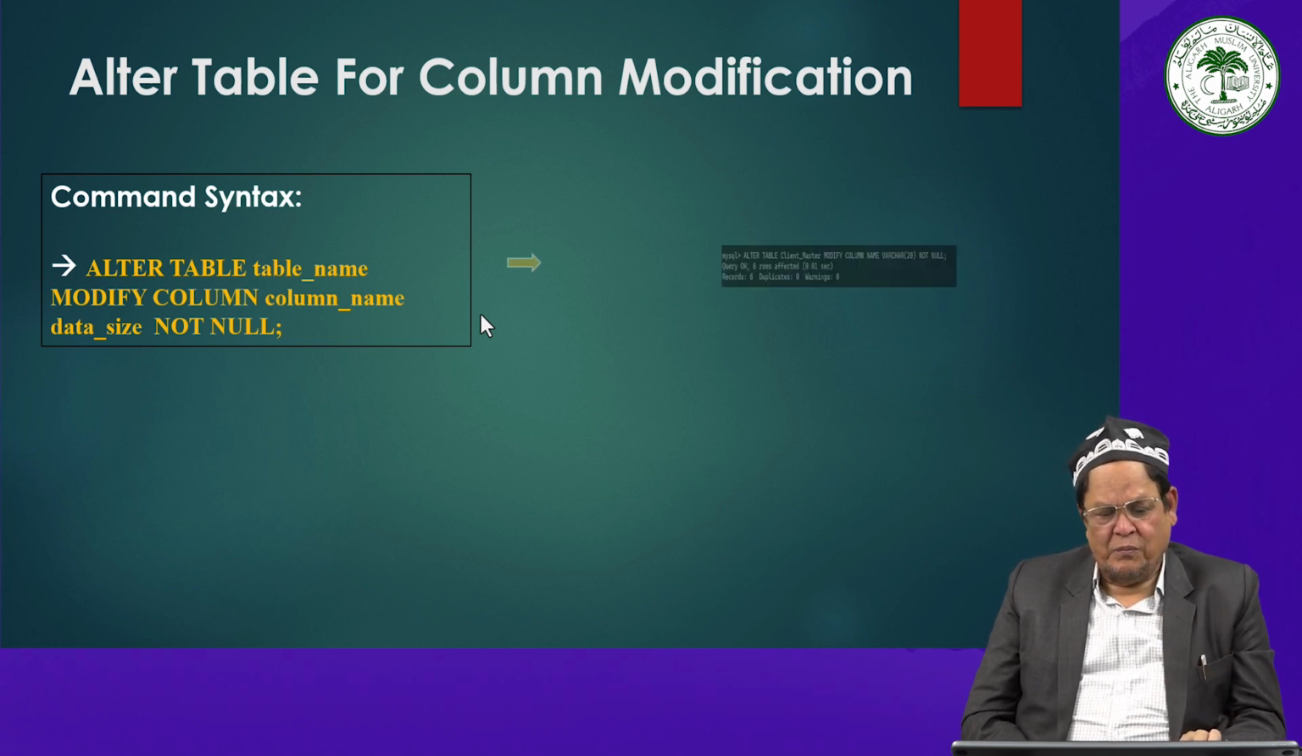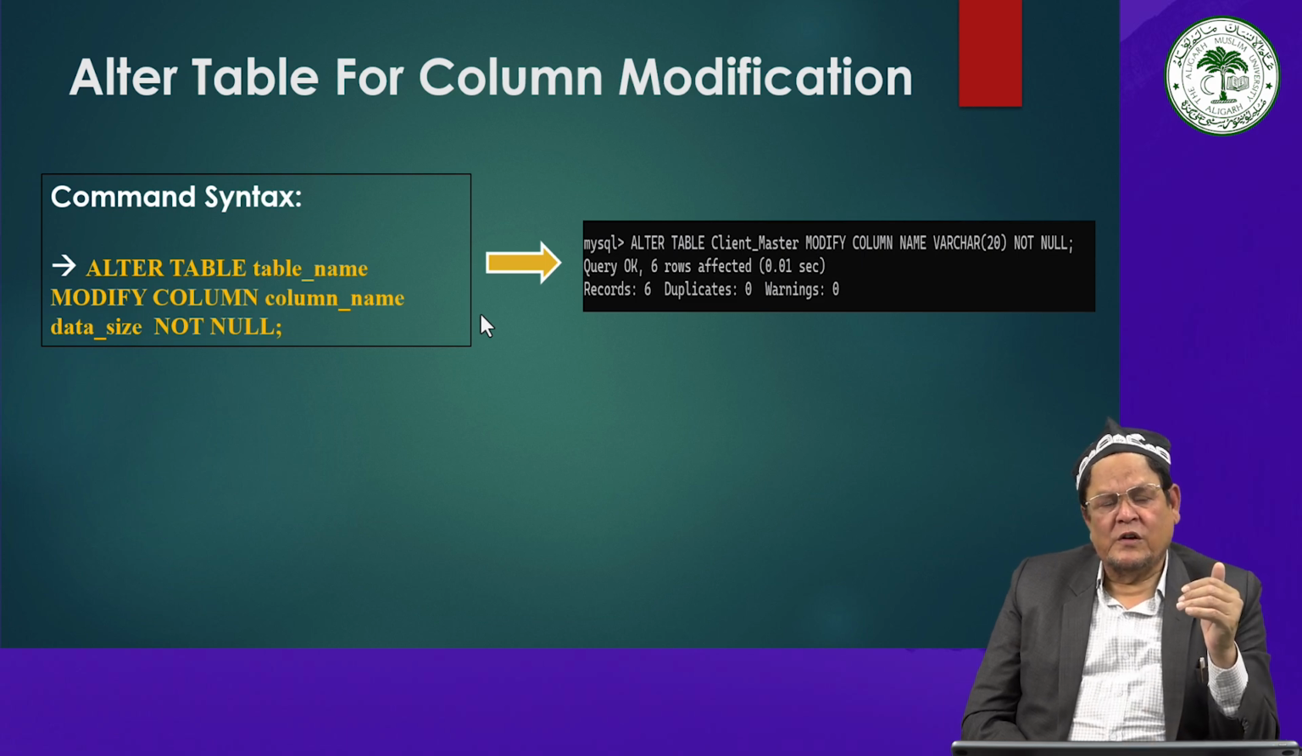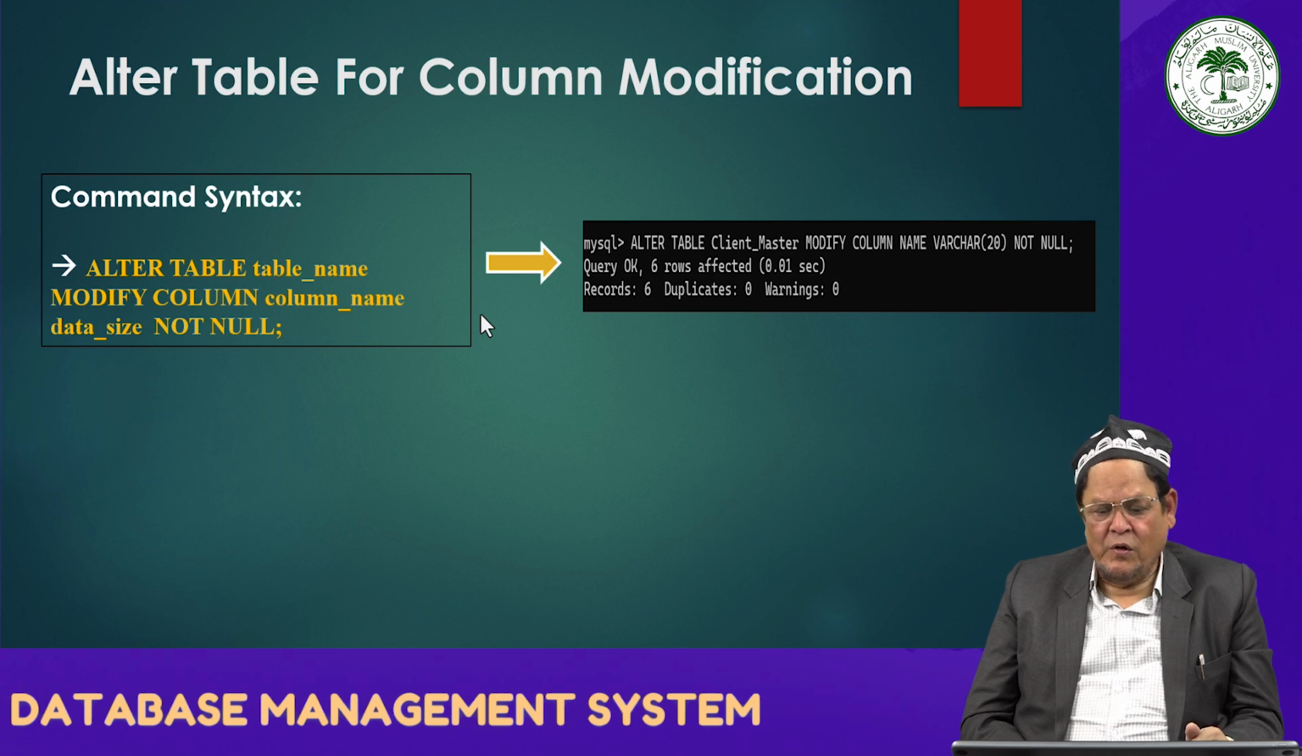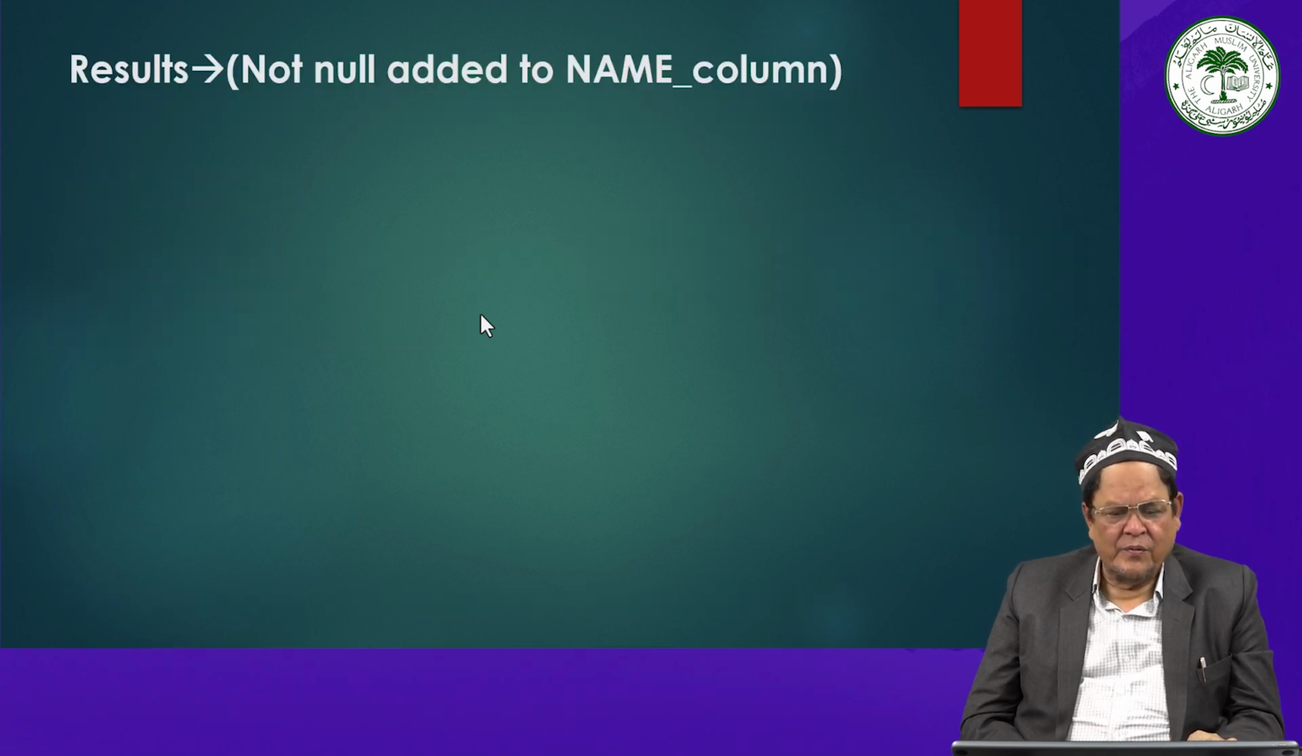When you type in MySQL, how will it display on the screen? In MySQL, you write alter table, here the table name will be client master, modify column name varchar 20, and then not null. When you enter, it will show Query OK. Then you can see on the screen, or you want to see the result, whether not null is added to the name column or not.